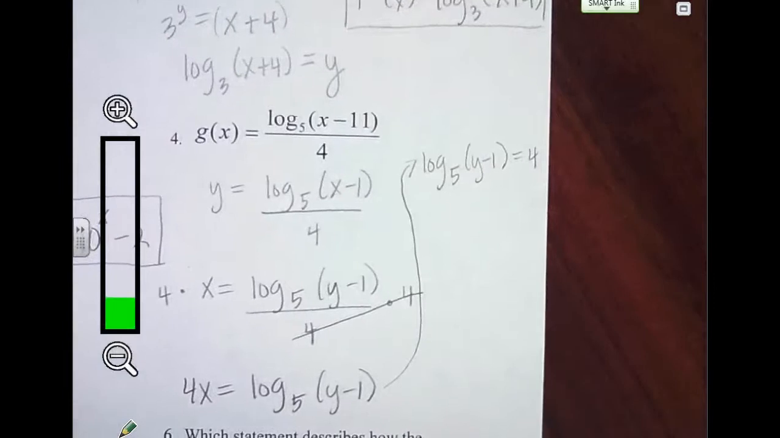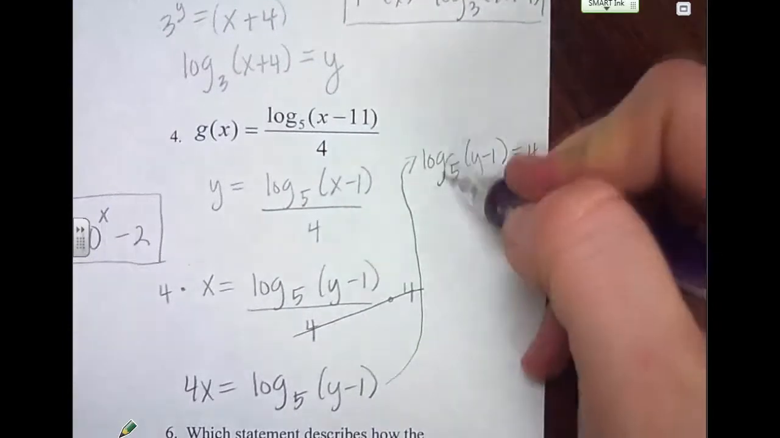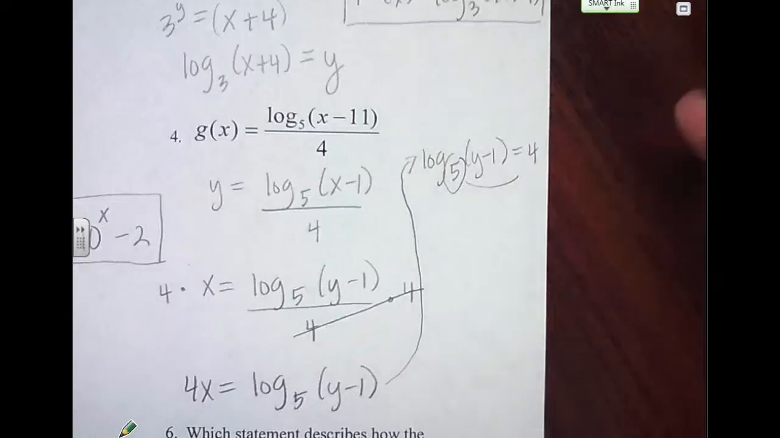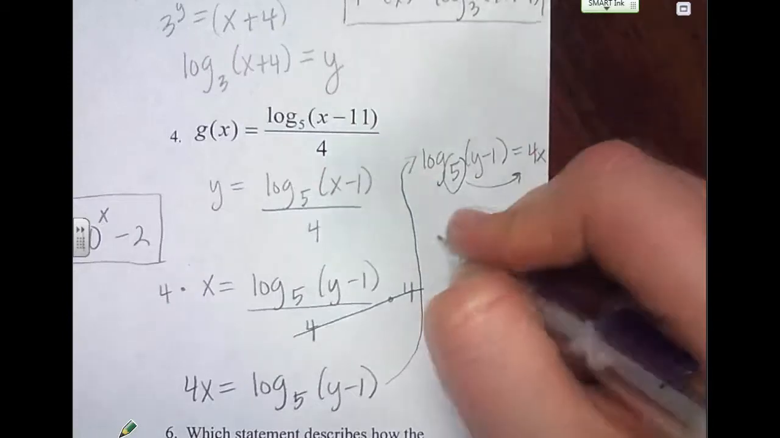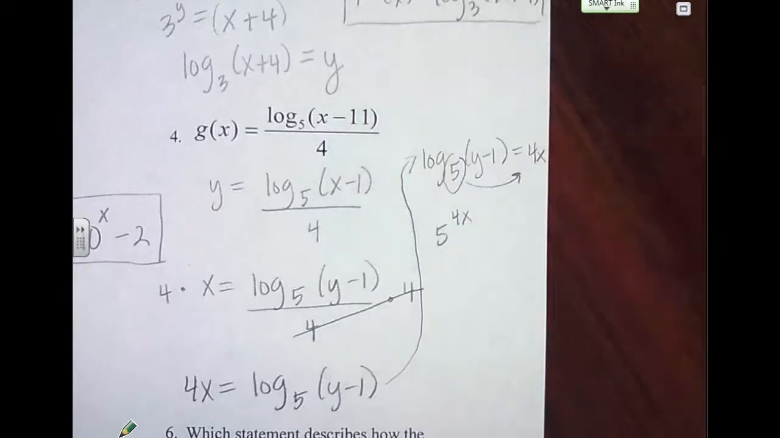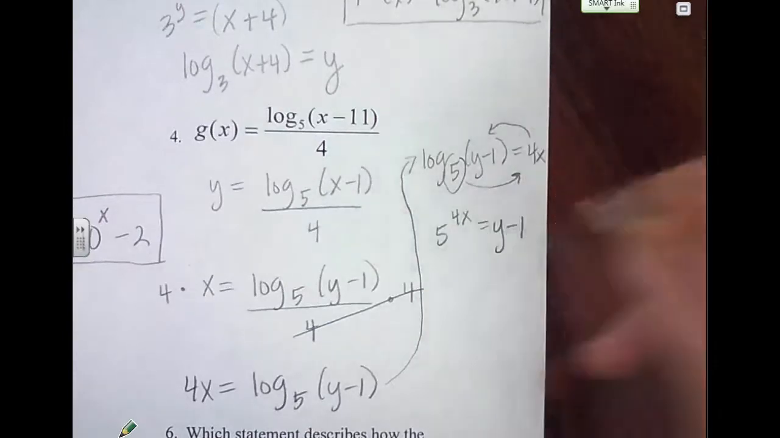Okay, so I have a log. How do I undo a log? I put it in exponential form. So I start here. I lost my x somewhere. There it is, 4x. So I say 5 to the 4x power equals y minus 1.